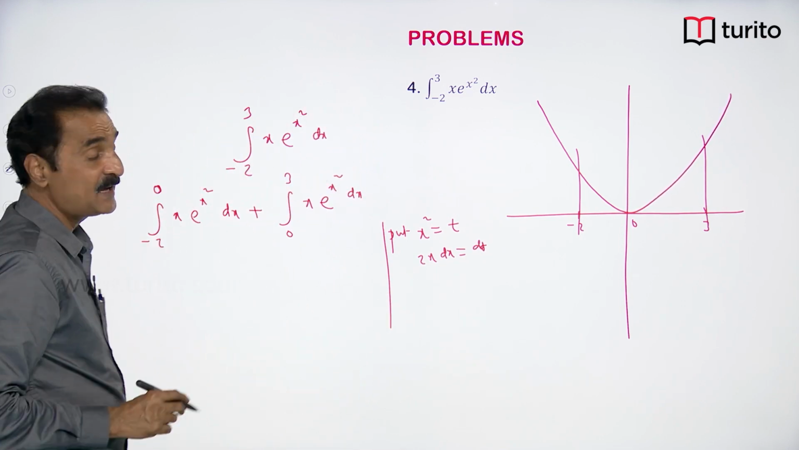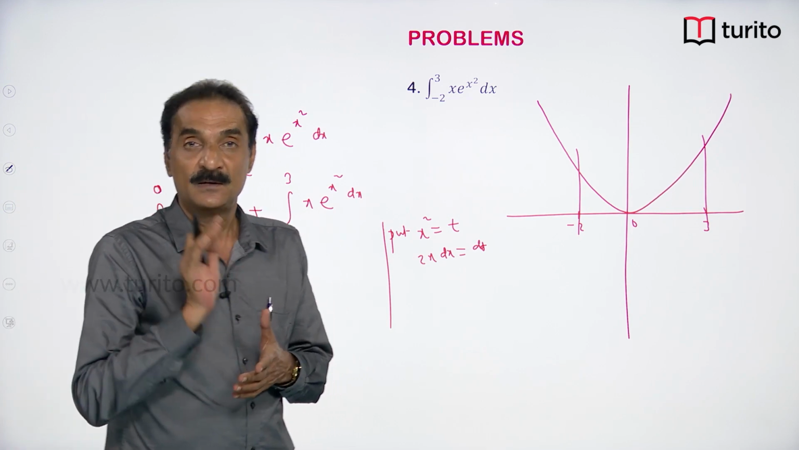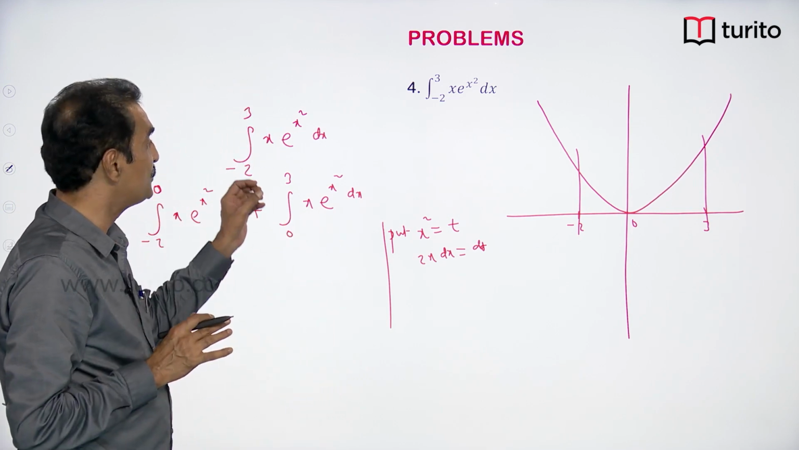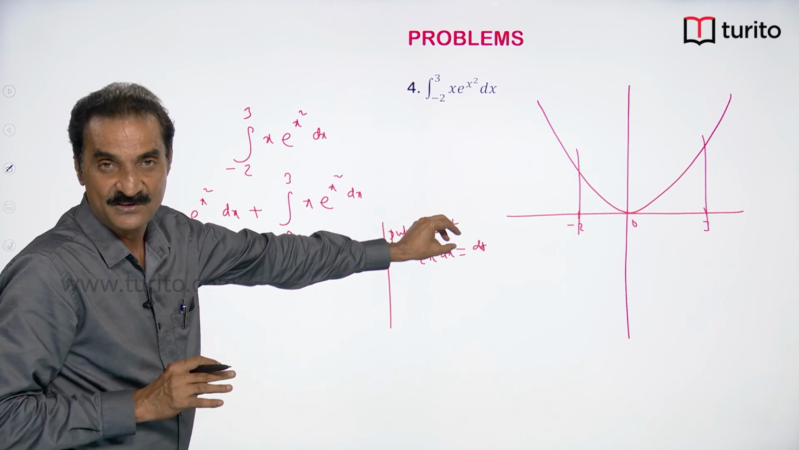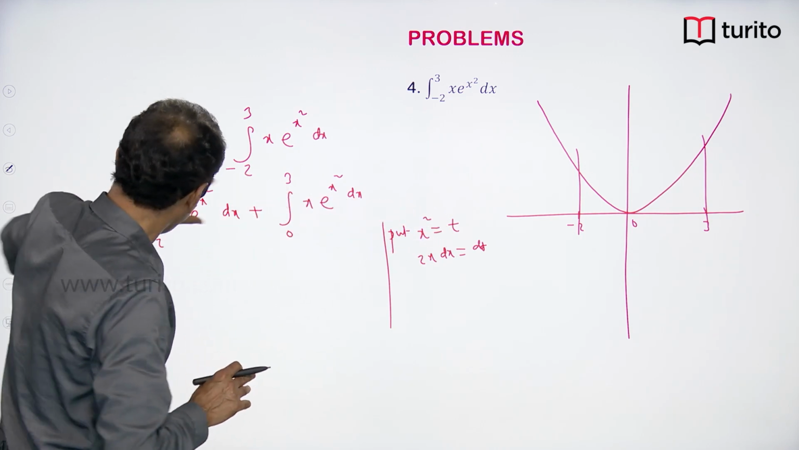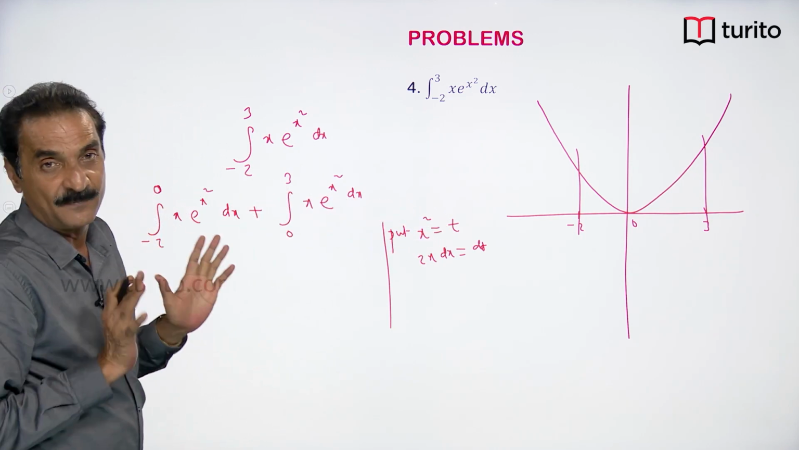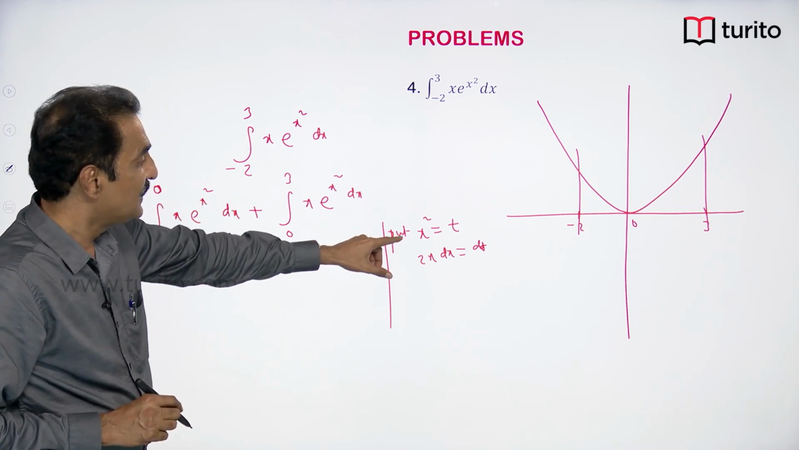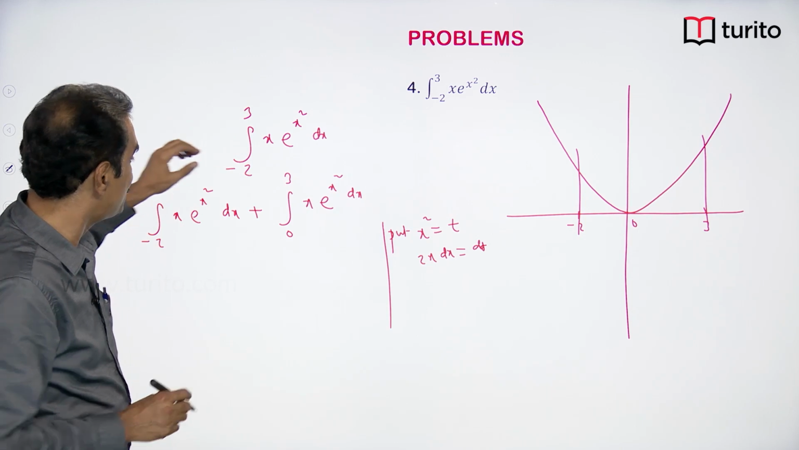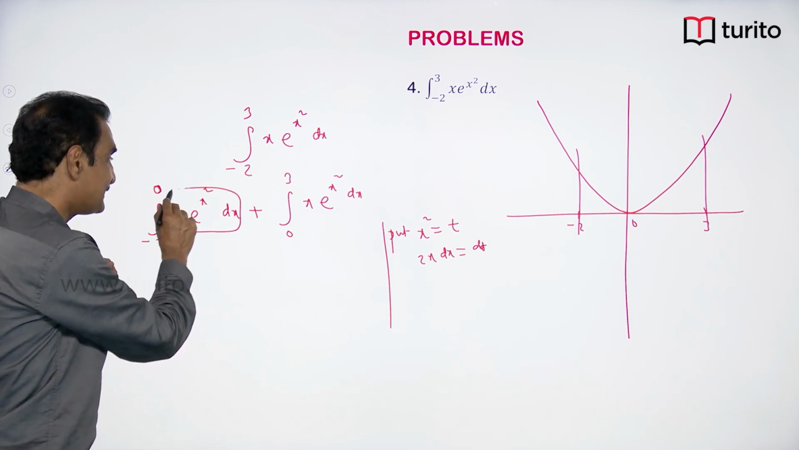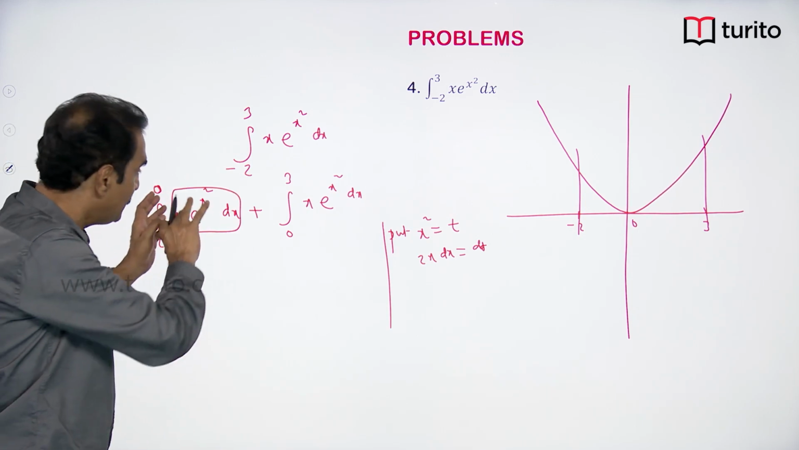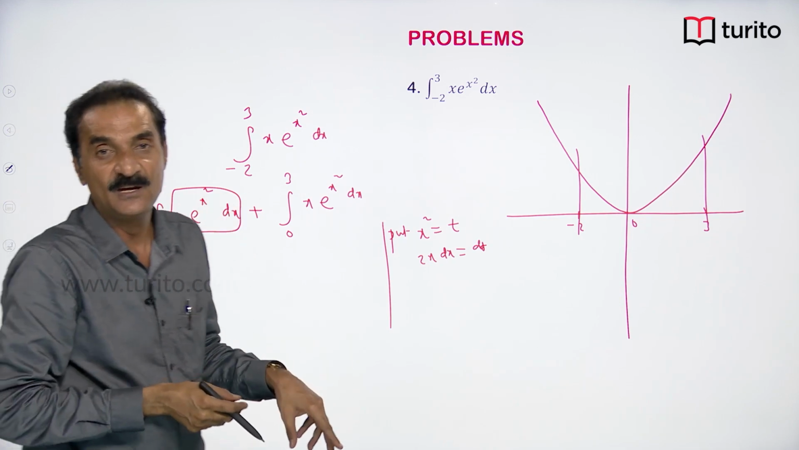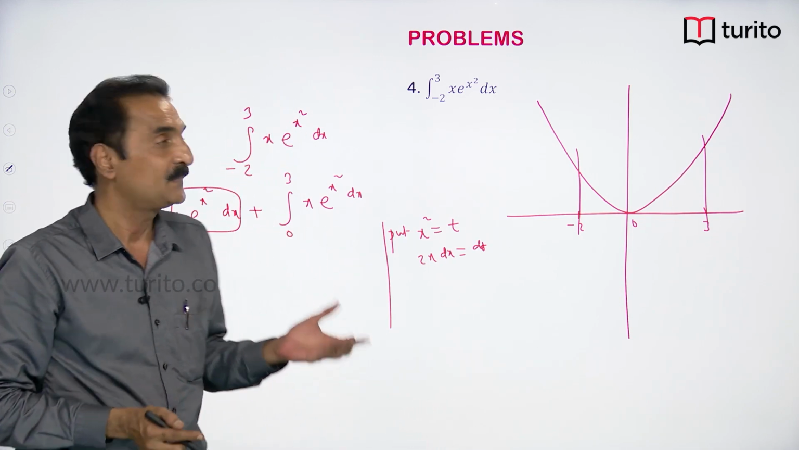And what will be the new limits? One important thing is, whenever you substitute some function as t, we have to write the limits of t only, not limits of x. So, what to do? We have to change the limits. When the variable is x, we have to write the limits of x. When we are changing the variable to t, we have to write the limits of t.